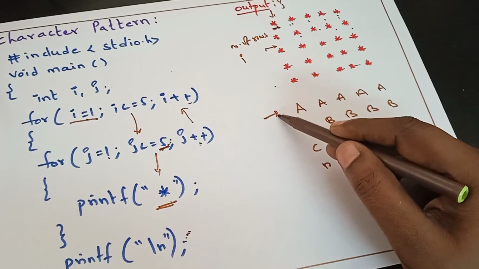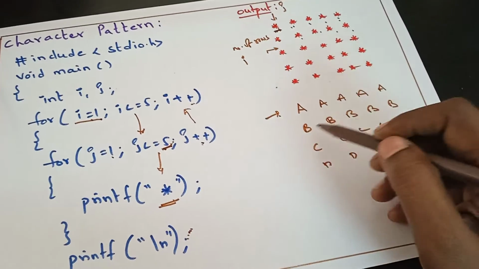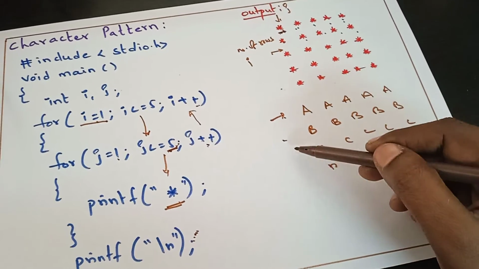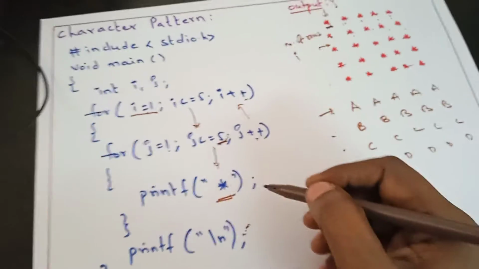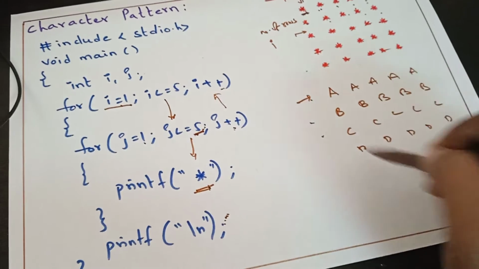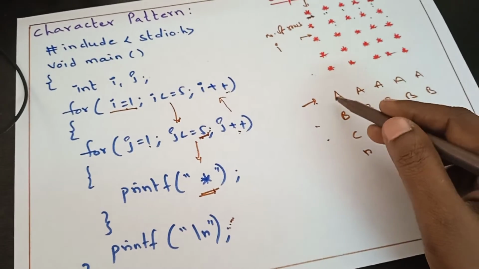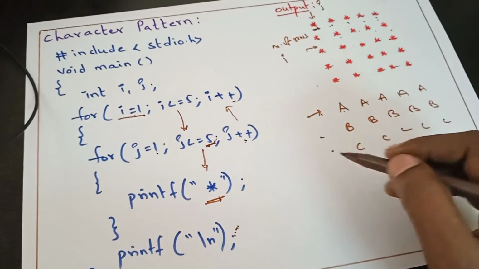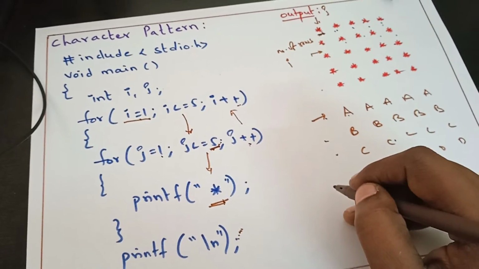Okay, now look at this. When i is equal to 1, we are putting only one value in one row. When i is equal to 2, we are putting only one value. When i is equal to 3, we are putting only one value. So instead of writing star here, as I wanted to display characters, what characters are these? Capital alphabets, right? A, B, C capitals. Now we'll find the relation between these alphabets and the digits.